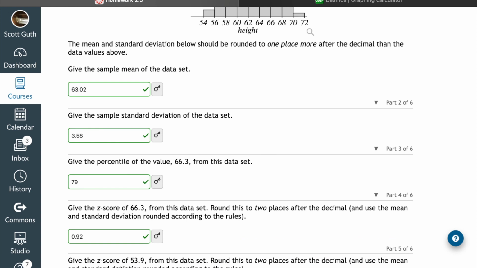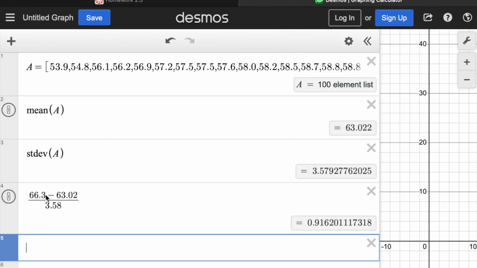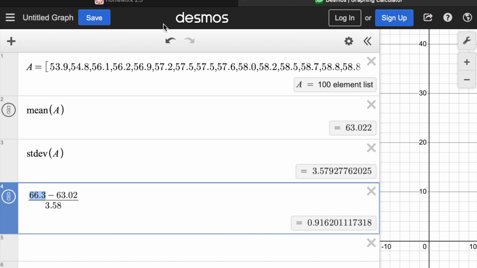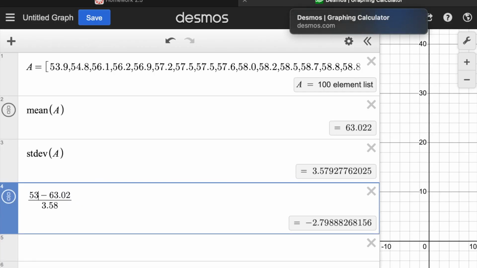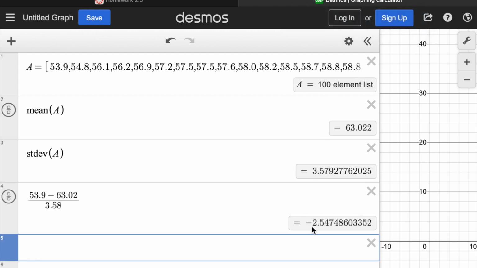And then we want a z-score of 53.9 now. Okay, so I'll do the same computation. I could actually just go back and change the 66.3. What was it again? 53.9. Just a little change there. Now the z-score is negative 2.547, which I'm going to round to negative 2.55.